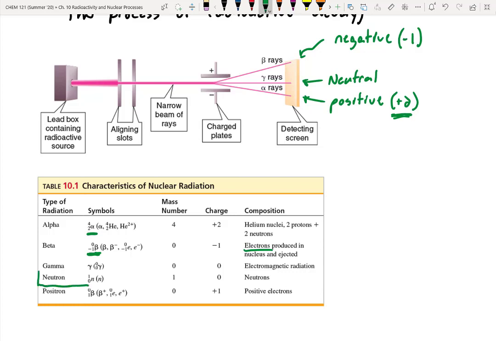neutrons and positrons. All right, so a neutron is exactly what it sounds like. It's just a neutron being emitted out of a decaying radioactive nuclei. So that can happen as well. You can imagine that because it's a neutron, there's no charge.